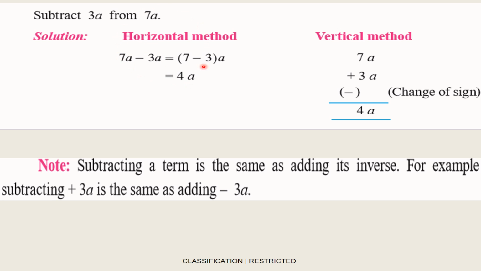This is the horizontal method. So the vertical method, how will you do this? 7a, 3a. The subtract sign here is minus. So plus 3a. What is the additive inverse of plus 3a? Minus 3a. Therefore, 7 minus 3 equals 4, 4a. Okay.